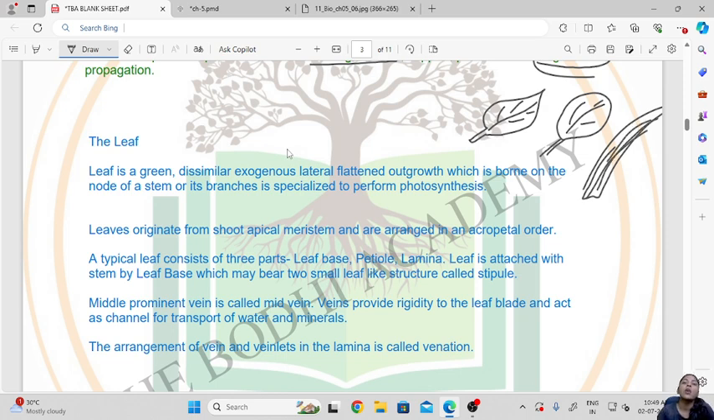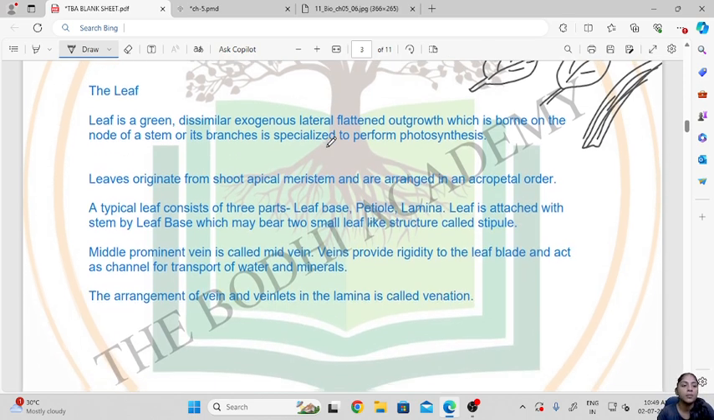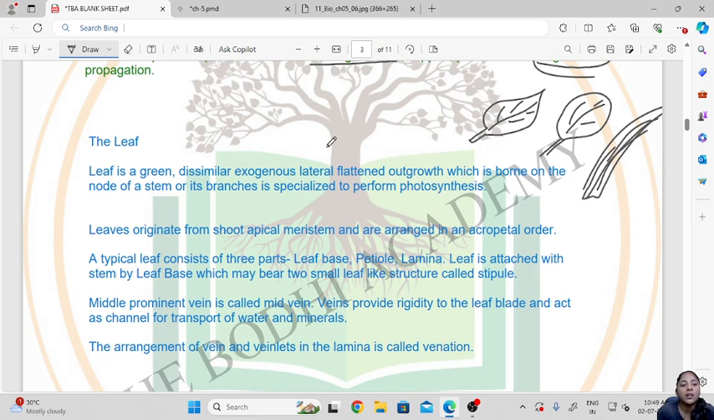So we'll study all about these leaves in this chapter. A leaf is a green, dissimilar, exogenous, lateral, flattened outgrowth which is borne on the node of the stem or its branches and is specialized to perform photosynthesis. Okay, so a leaf is a green structure which is a lateral and flattened outgrowth.